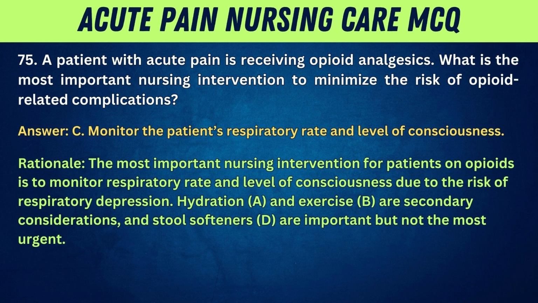Answer. C. Monitor the patient's respiratory rate and level of consciousness. Rationale. The most important nursing intervention for patients on opioids is to monitor respiratory rate and level of consciousness due to the risk of respiratory depression. Hydration (A) and exercise (B) are secondary considerations, and stool softeners (D) are important but not the most urgent.